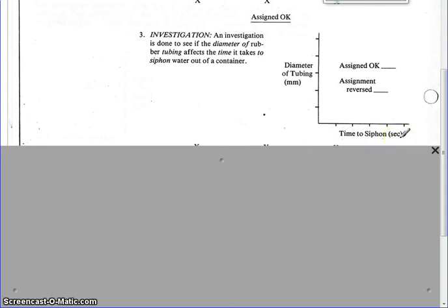is your independent variable, and the diameter of the tubing is your dependent. So it's saying the diameter of the tubing is relying on the time to siphon. You have approximately 20 seconds. Go.